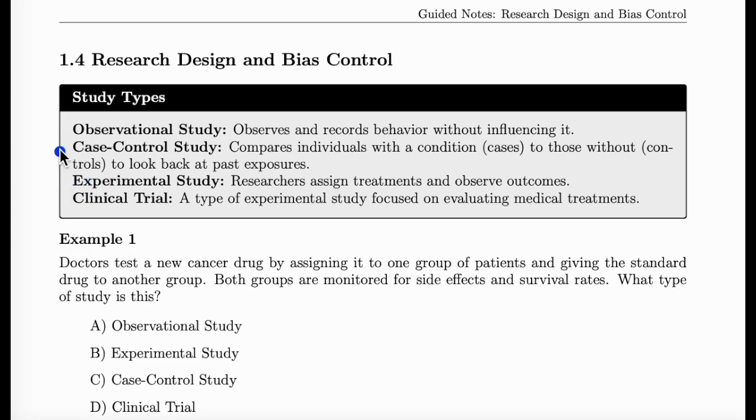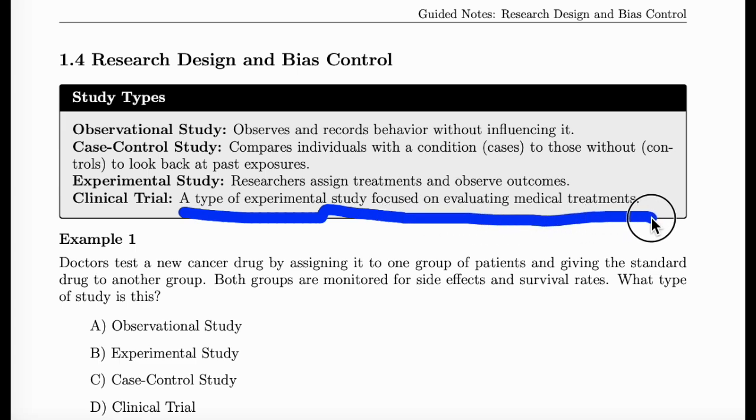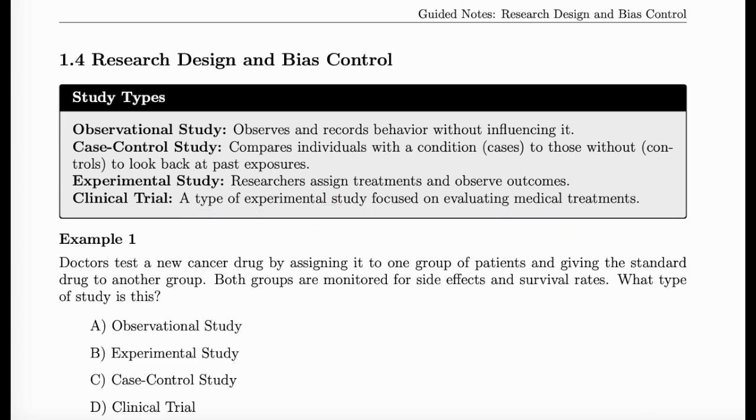An experimental study, researchers assign treatments and observe the outcomes. So experimental and observational are very different in that sense, where observational, you're not trying to influence any changes. With an experimental study, you're trying to apply treatments and see what happens as a result. So you are directly trying to influence outcomes. For a clinical trial, that's a type of experimental study focused on evaluating medical treatments. So a clinical trial is basically a specific type of experimental study used in medical settings to test new treatments and procedures.